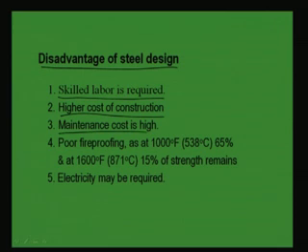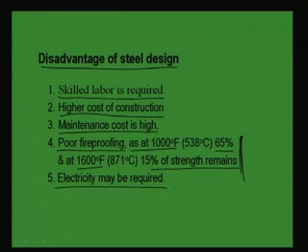Then maintenance cost is high, right, because of corrosion and other things. Poor fireproofing, as at 1000 degrees Fahrenheit 65% and at 1600 degrees Fahrenheit 15% of strength remains. So from a fireproofing point of view, this is a big disadvantage. And electricity may be required sometimes to make joints, for welding joints etc.